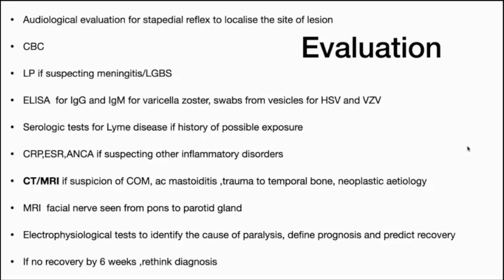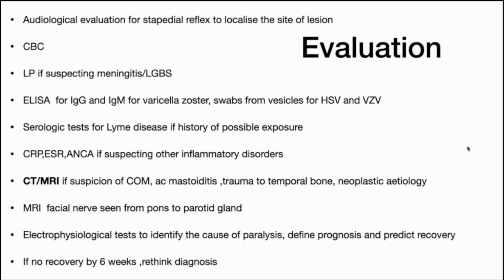CT and MRI are done if there is a suspicion of chronic otitis media, acute mastoiditis, trauma to the temporal bone, a neoplastic etiology, or there is recurrent facial palsy, or if the facial palsy is not improving beyond 3 weeks. So there are certain indications for doing CT and MRI. When we do an MRI, we see the entire facial nerve from the pons to the parotid gland.